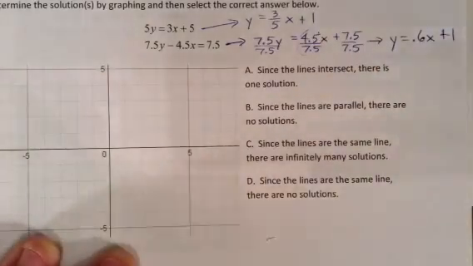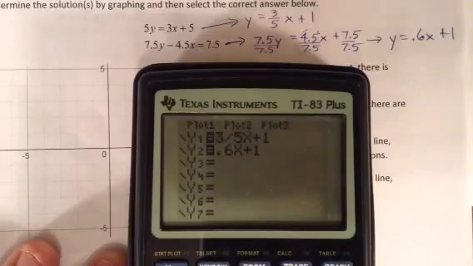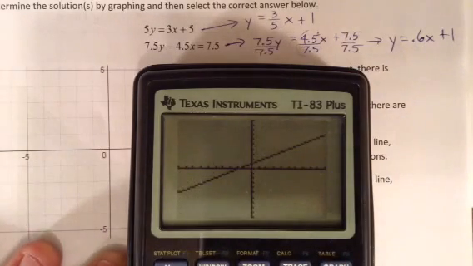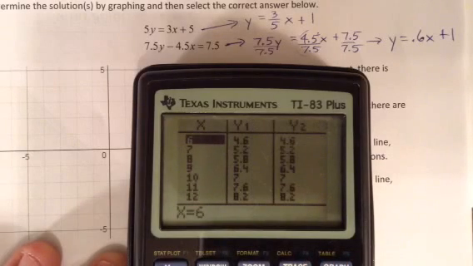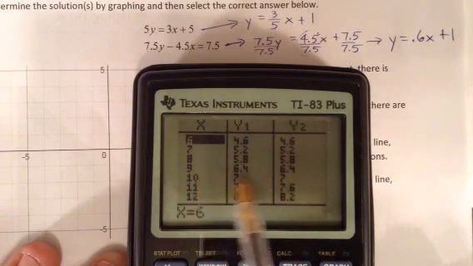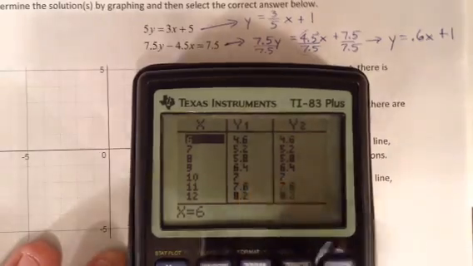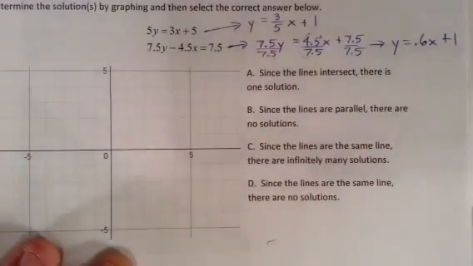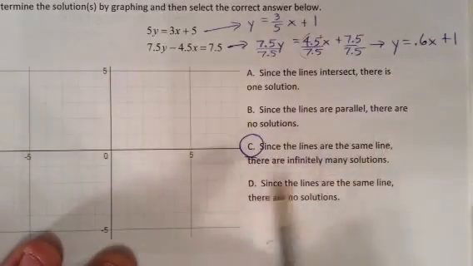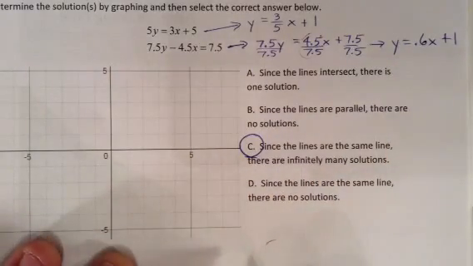So if I come over here and type in both of my equations, I've got my 3/5 x plus 1 and I got my 0.6x plus 1. Well, hopefully you know what's going to happen. If I hit the graph, I get this right here. You may say, well, where's the other line? Go to your table. You have the same line. For every input, you have the same output. So how are we going to answer? We're going to answer C. Since the lines are the same, there are infinitely many solutions.